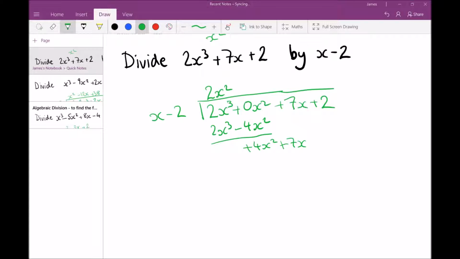Okay, so then we say, what do we times x by to get 4x squared? So that's obviously 4x. So 4x times x is 4x squared. And minus 2 times 4x is minus 8x. So we get plus 15x. Bring the 2 down.